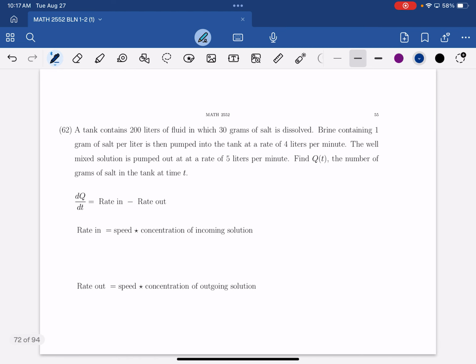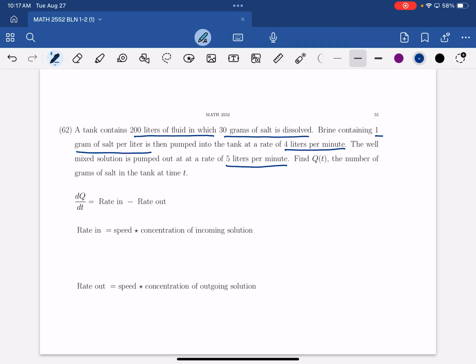Okay. Now, this is again a very similar problem. The initial volume is 200 liters of fluid. The initial amount of salt in the tank is 30 grams. The incoming concentration is 1 gram of salt per liter, and the incoming speed is 4 liters per minute. But this time the outgoing speed is 5 liters per minute. So the outgoing speed is faster than the incoming speed, and you would expect that the tank will become empty at some point during this experiment. Clear?